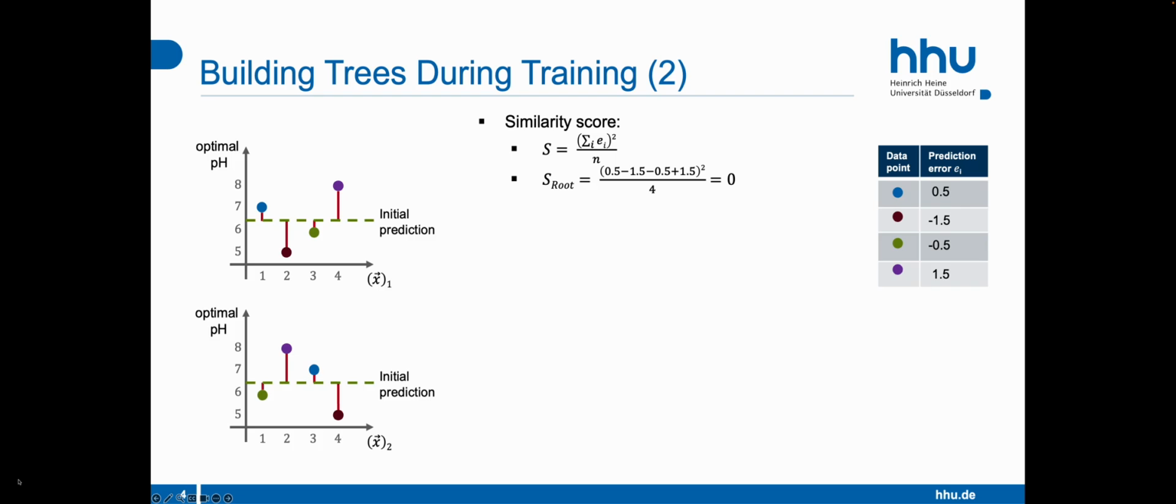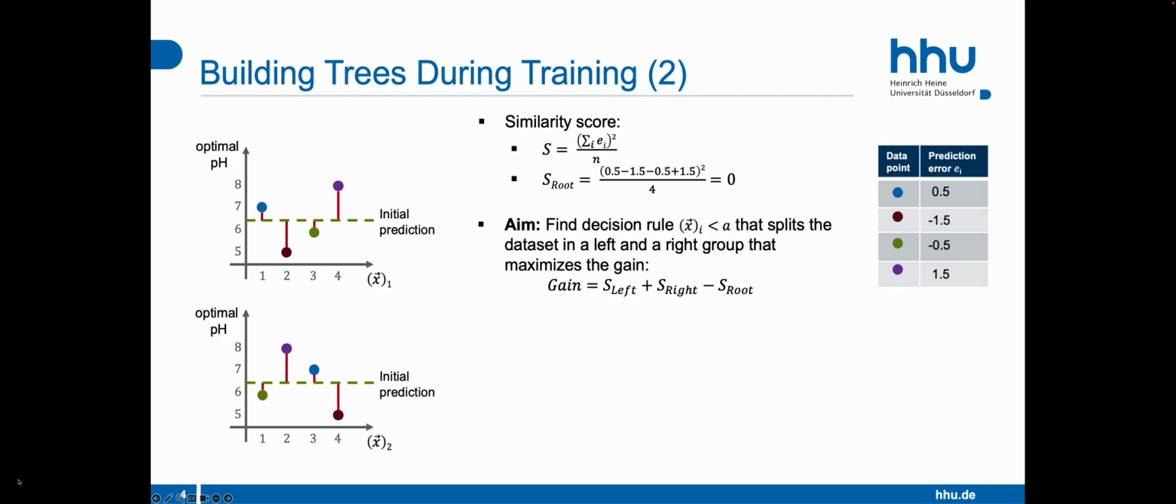We defined the similarity score and calculated it for the current prediction errors of the whole data set, which is 0. Now we want to formally define what we want to achieve. We want to find a decision rule, which will be part of our decision tree, that divides the data set into a left group in the tree and a right group, where we achieve a high similarity score for both subgroups. More precisely, we want to choose the input feature I and the threshold A that gives the biggest gain.